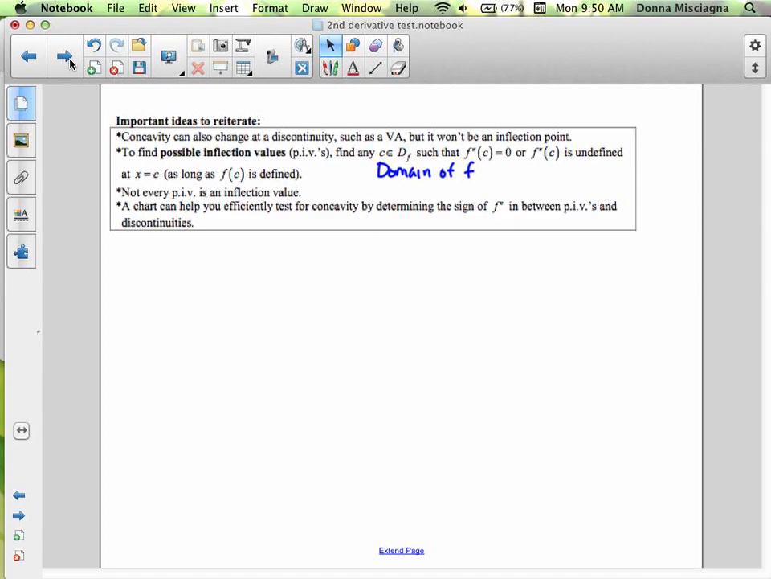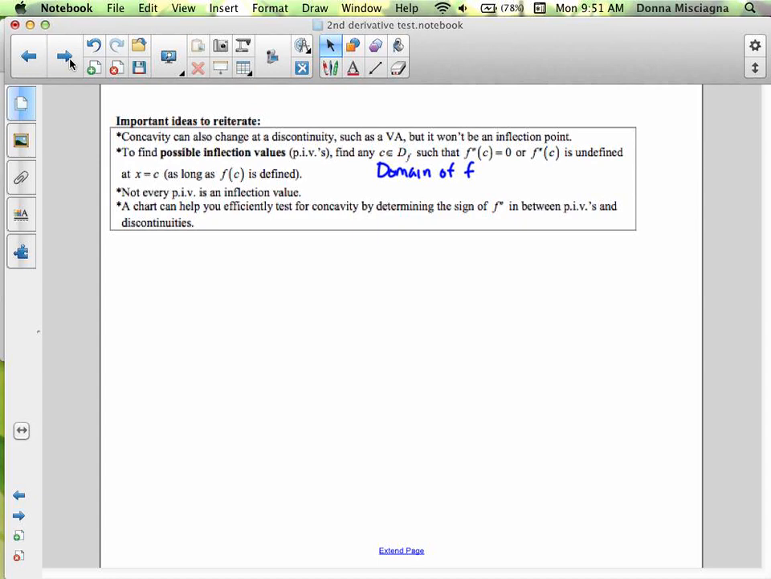To find all possible inflection points, find any value that's in the domain. So that just means that C is an element of the domain. That funny looking E means element. Such that the second derivative at that value of C equals 0, or the second derivative is undefined at x equals C, so long as f of C is defined.